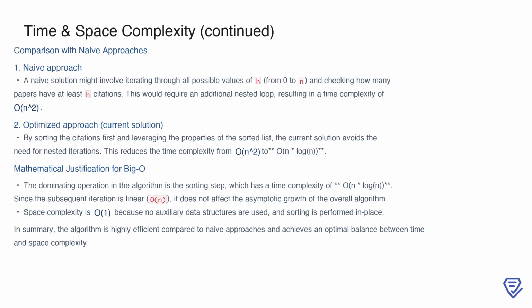A naive method might involve iterating through all possible values of h from 0 to n and counting how many papers meet the condition of having at least h citations. This would involve a nested loop, leading to a time complexity of O(n squared).